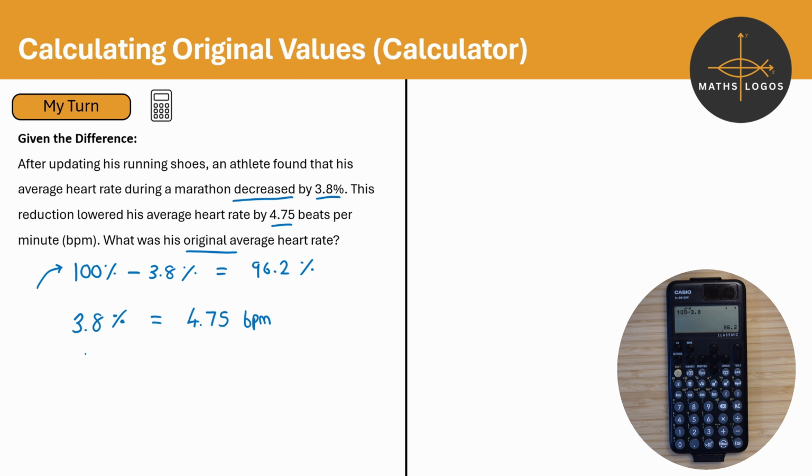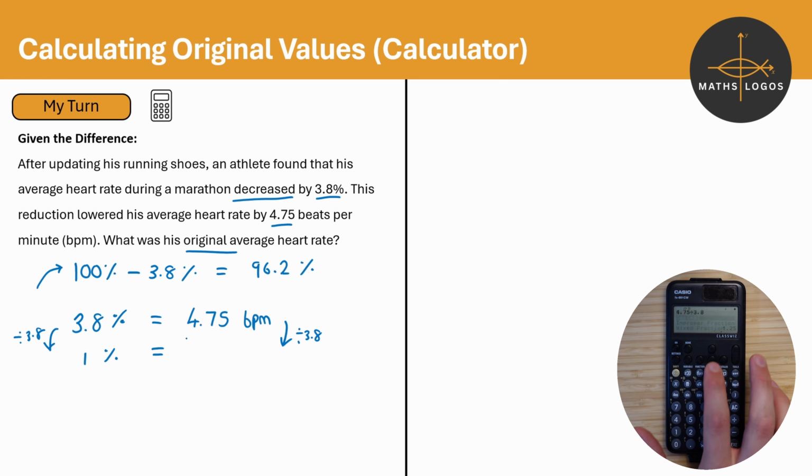And like before, we can scale to 1% and then scale to 100%. To do that, divide by 3.8. I'll divide this by 3.8, and go to my calculator for that. 4.75 divided by 3.8. And hit the execute button to give me 1.25 beats per minute.